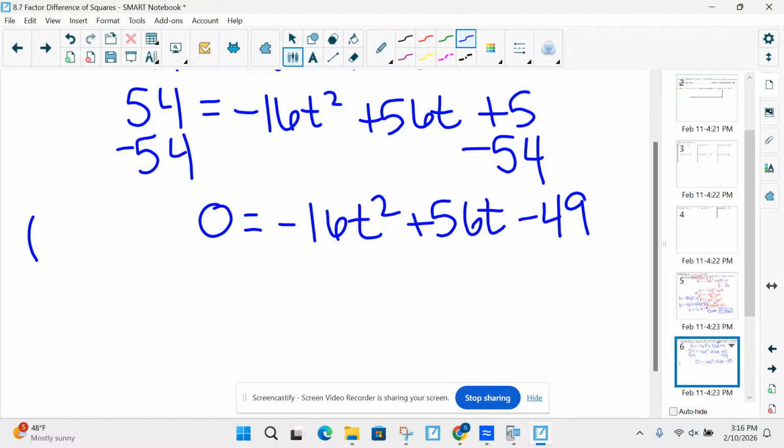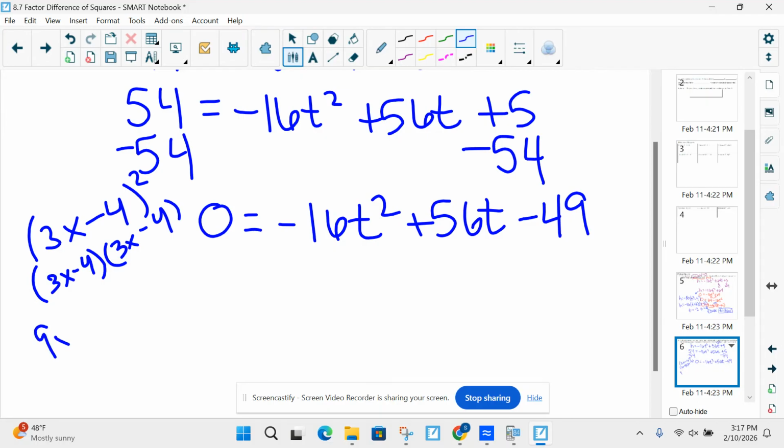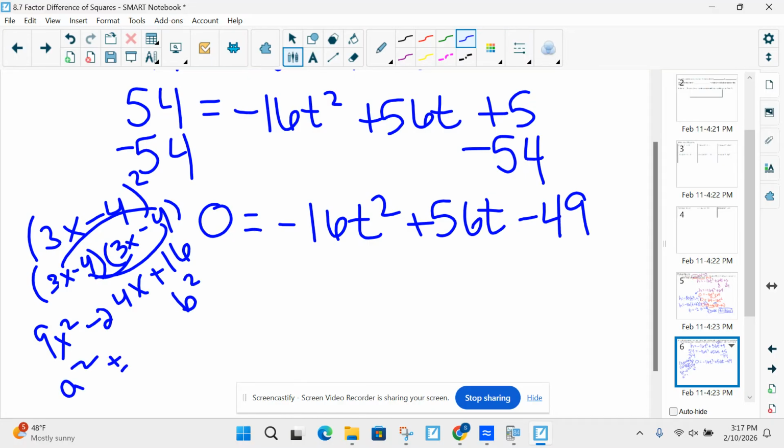If you have something like, say, 3x minus 4 squared, you would have to double it: 3x minus 4 times 3x minus 4, and FOIL, and you would get 9x squared. You multiply those, but you have 2 of them, so minus 24x, and then plus 16. This is called a perfect square trinomial, and this is where the first and the last terms are perfect squares, a squared and b squared, and the middle term is twice a times b. Now look at your numbers here.